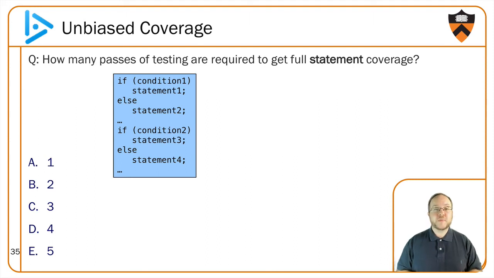The answer here is B. The given pseudocode requires 2 passes through the code for a minimal statement testing. One example of a minimal 2-pass would be condition 1 is true and condition 2 is true. That will execute statement 1 and statement 3. Then in another test, we have condition 1 is false and condition 2 is false. That would execute statements 2 and 4. It can't be done in one pass because statement 1 and 2 are mutually exclusive, as are statements 3 and 4.